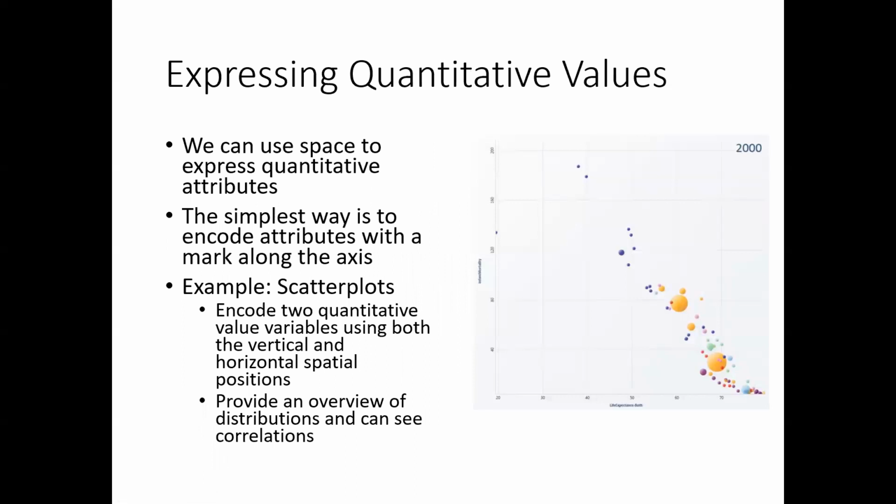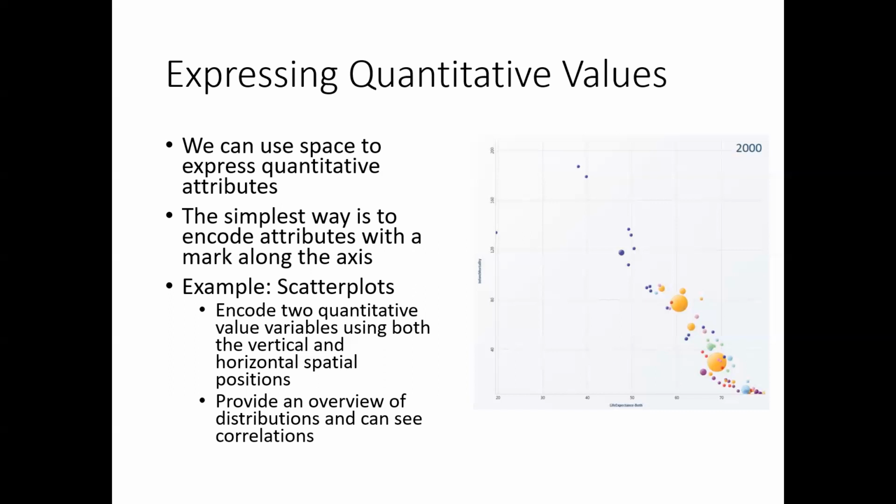In terms of expressing quantitative values, we can use space to express the quantitative attributes. And this picture here is from the tool called Gapminder. If you haven't played with Gapminder, I encourage you to do so. It's a really nifty tool for seeing how you can visualize different types of data on multiple dimensions. And this is a scatter plot where we have two quantitative value variables, both the vertical and the horizontal spatial positions. So here we have the life expectancy along with infant mortality. And so you can see there's a kind of a strong correlation between those two.